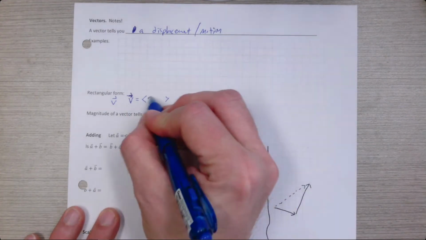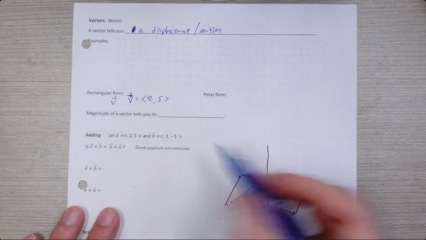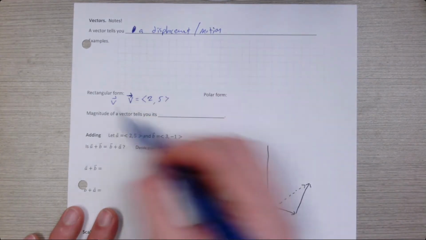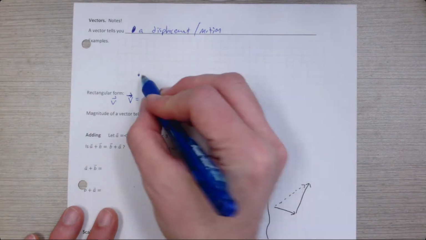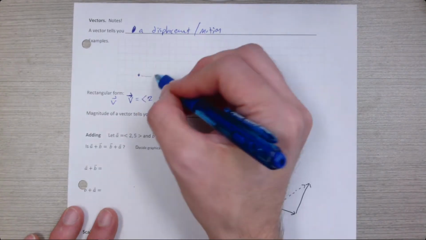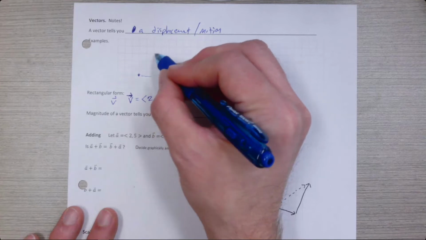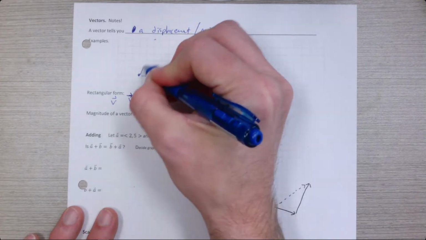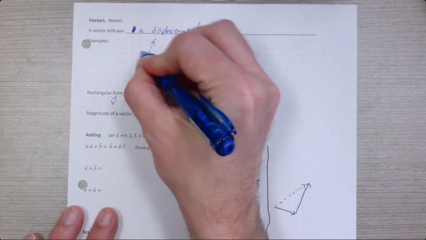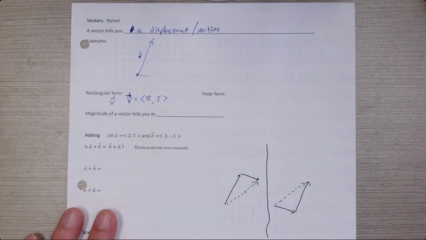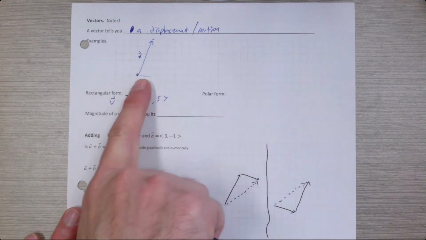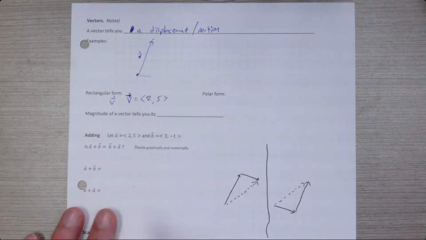So we could say <2, 5>, and if I wanted to represent that vector graphically, you could start it wherever you want, but the 2 just means let's go over 2 units, and the 5 just means let's go up 1, 2, 3, 4, 5 units. So this would be an example of the vector v. And like I said, it represents a motion. It represents I have moved this distance.